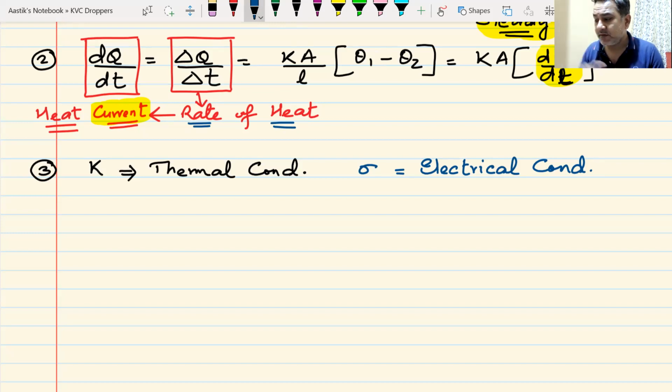Do we remember the term electrical conductivity? In electric current, you would have come across this term, electrical conductivity. Do we remember this term? Yes or no? Resistance. Yes, it is somehow connected to resistance. Do we remember this? No.